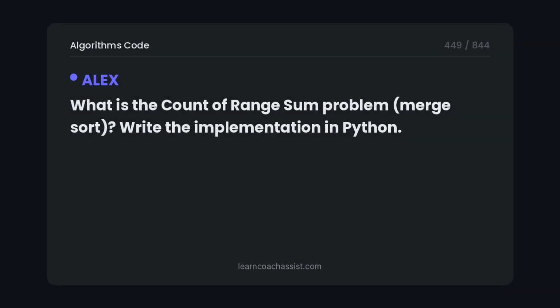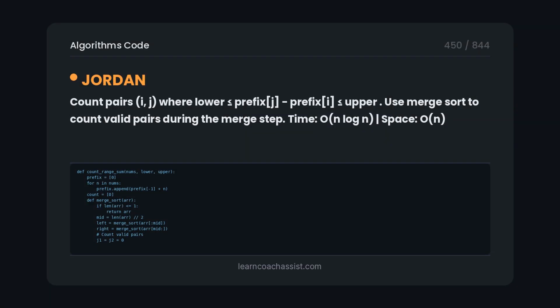What is the count of range sum problem, merge sort? Write the implementation in Python. Count pairs i, j where lower is less than or equal to prefix[j] minus prefix[i], which is less than or equal to upper. Use merge sort to count valid pairs during the merge step. Time: O(n log n), space: O(n).